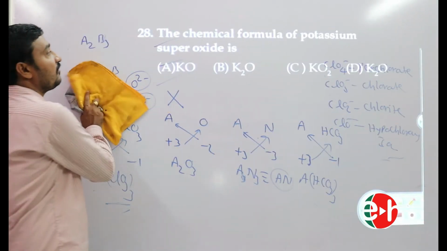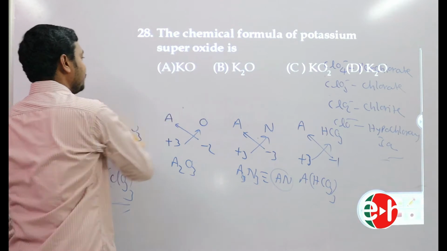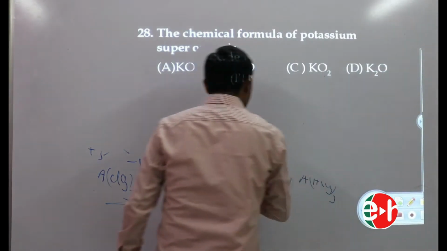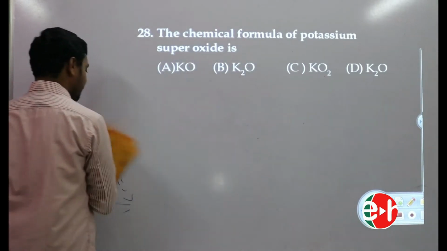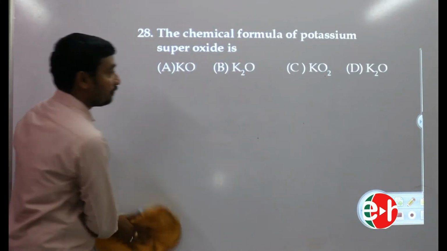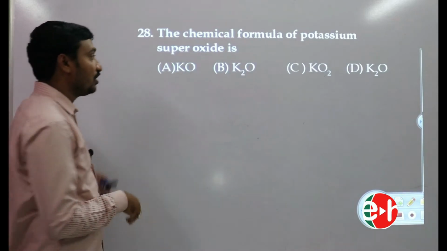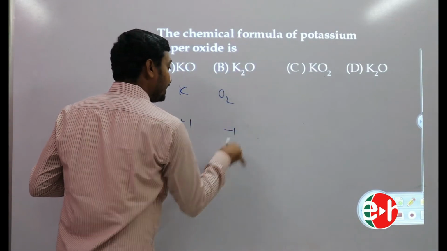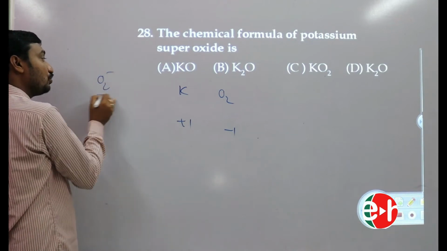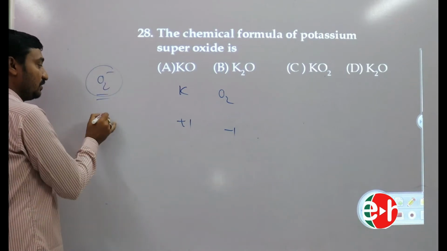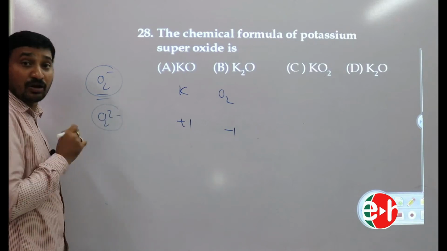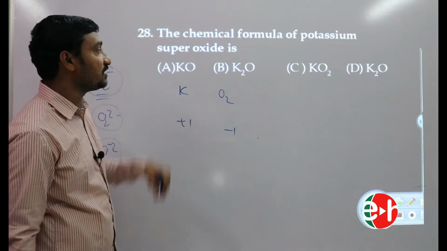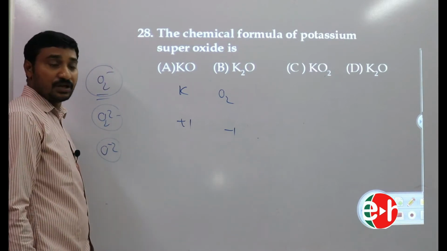The chemical formula of potassium superoxide. We know the superoxide ion formula is O2 minus. O2 2 minus is peroxide, and O2 minus is superoxide. Charge on K, potassium, is plus 1, and O2 is minus 1, the superoxide ion. They are asking for potassium superoxide.